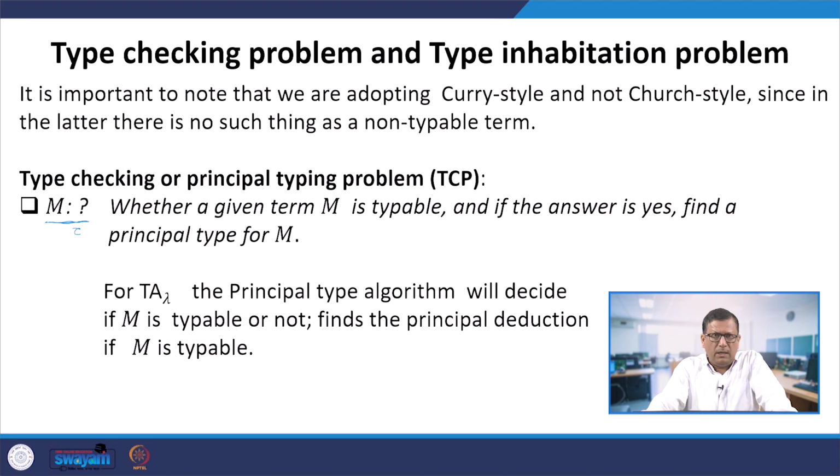Now if we are in the system TA lambda, the principal type algorithm we have studied will decide. That means it will give either yes or no. If it is typeable, it will give the principal type as well as the principal deduction. And if it is not, then it will give a correct statement that it is not typeable. So we have seen this principal type algorithm. So for TA lambda, this problem is decidable.